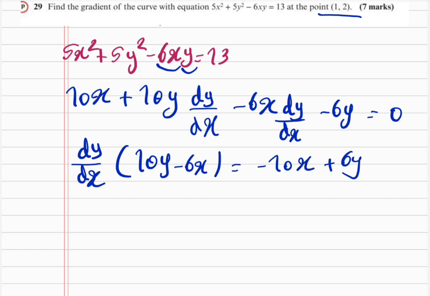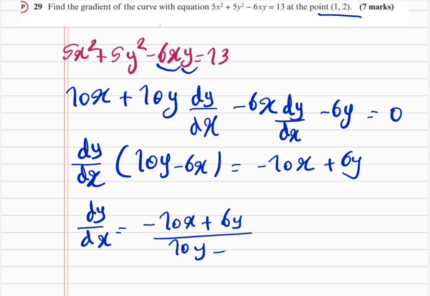Right. Now at this point, we just need to divide both sides by this bracket, so that we have dy/dx in terms of x and y. That's going to be dy/dx is equal to minus 10x plus 6y divided by 10y minus 6x. Okay, this is now the equation of the first derivative, and we are in a position to find a gradient.